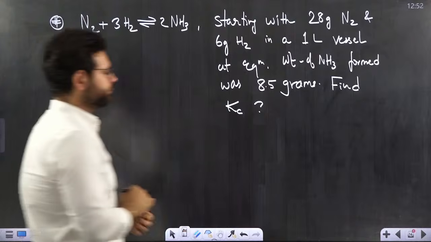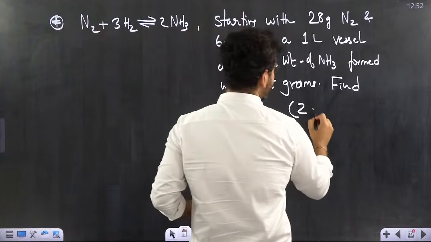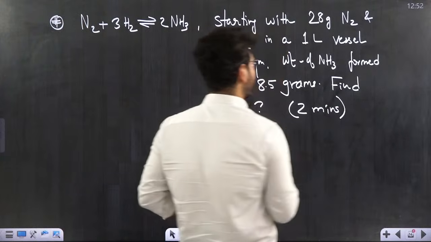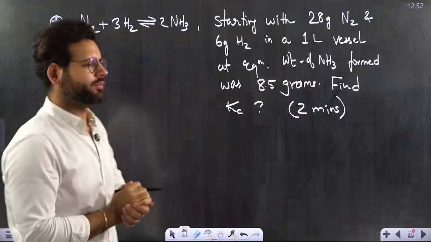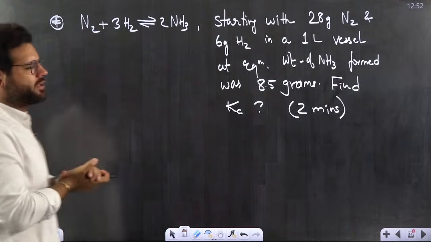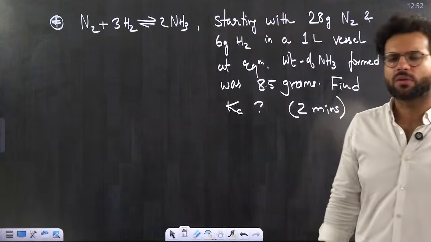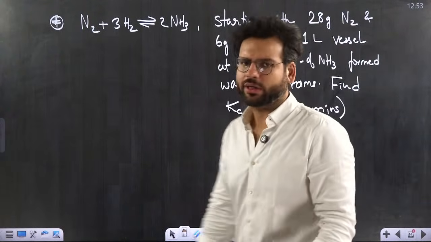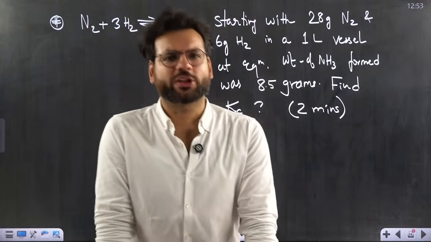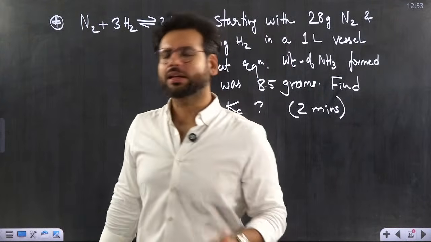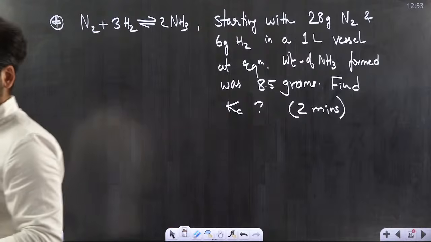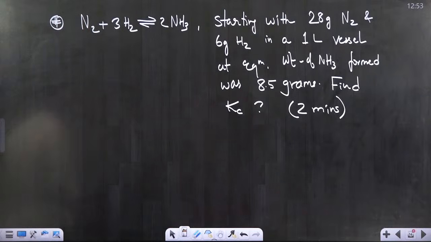I'll give you 2 minutes time for this. Let's see how many give me the correct answer. Just basic unitary method also here we are using. Finally, we'll be just putting in the values in the equilibrium constant expression. So do this. This is the last question we'll be doing today. I'll wait for your answers.